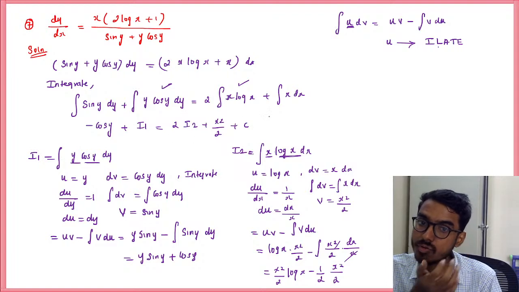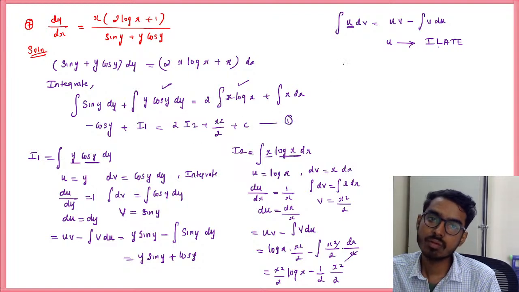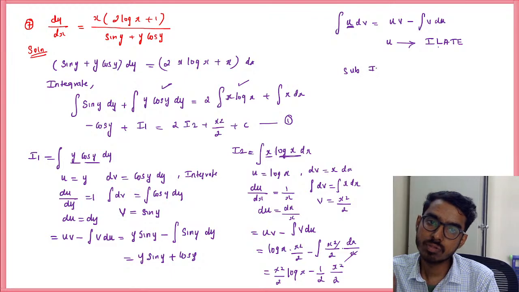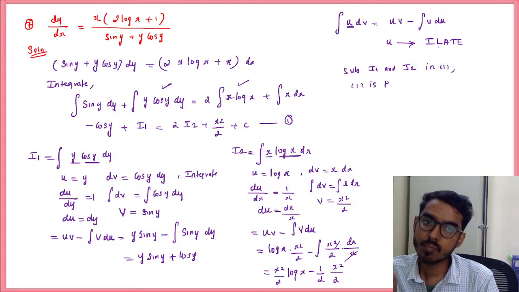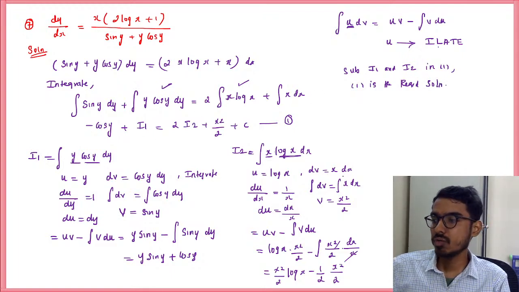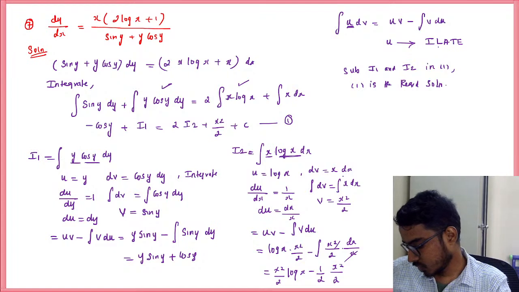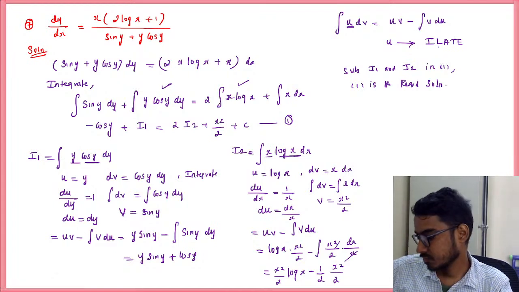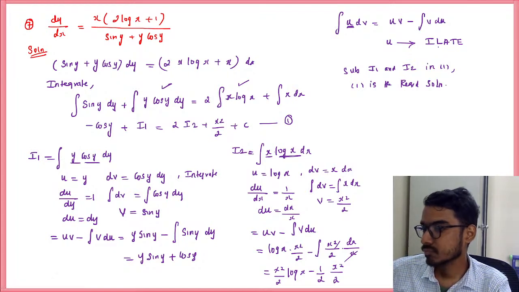Substitute I1 and I2 in 1. Right? 1 is the required solution. So substitute these I1 and I2 values. That will be the required solution. Right? Take the solution.